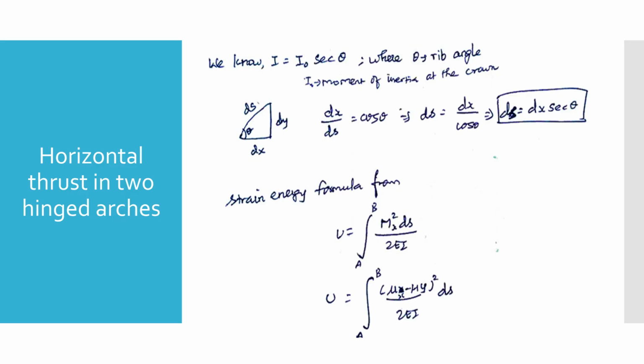Now, applying Castigliano's theorem, total strain energy U equals the integral from a to b of Mx squared ds divided by 2EI. Substituting our bending moment expression gives U equals the integral from a to b of (μx minus Hy) squared ds divided by 2EI.